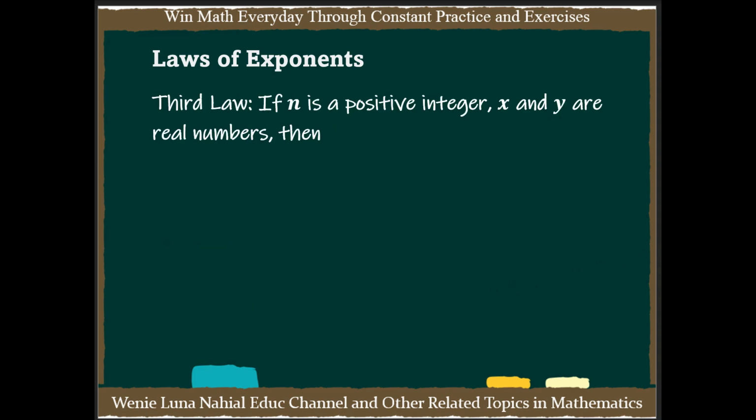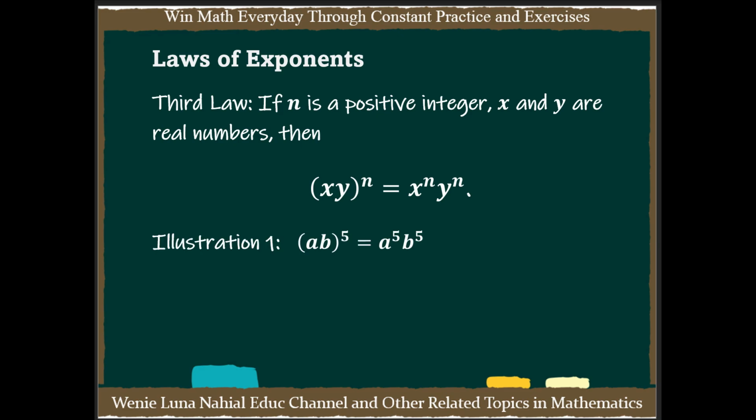Another law: if n is a positive integer, and x and y are real numbers, then the product of x and y raised to n is equal to x raised to n times y raised to n. For the illustration, we have here the product of a and b raised to the fifth power. So that is equal to a raised to 5 times b raised to 5.